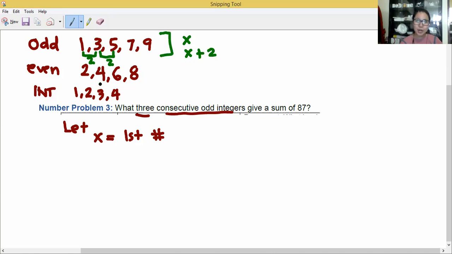How about if they are consecutive even? If the first is x, what's the second one? The second one is the gap. You wait for a while.